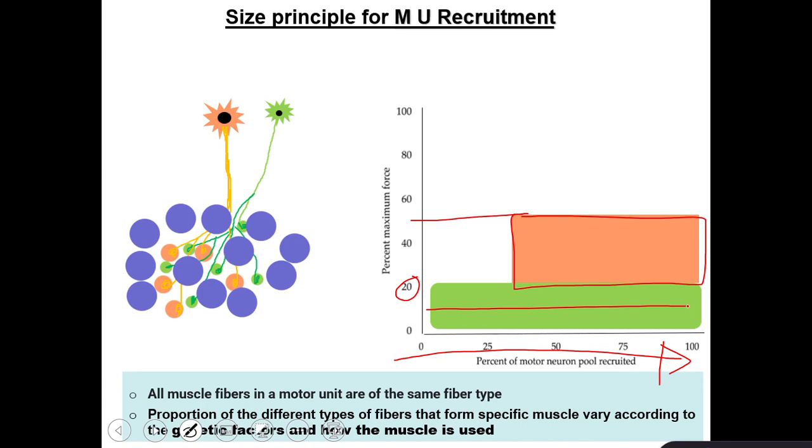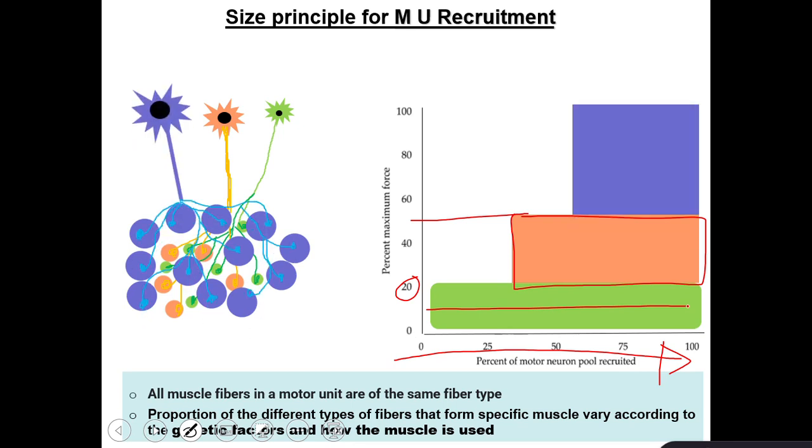Suppose you want to do more work, then you will start recruiting the larger size fast glycolytic ones, the anaerobic ones, and they are supplied with a large size motor neuron. Now you can go up to your maximum force, but again, those ones, though they are very strong, get tired quickly.